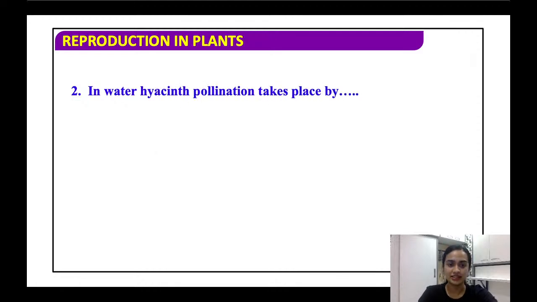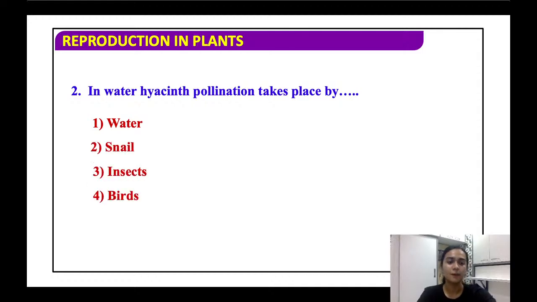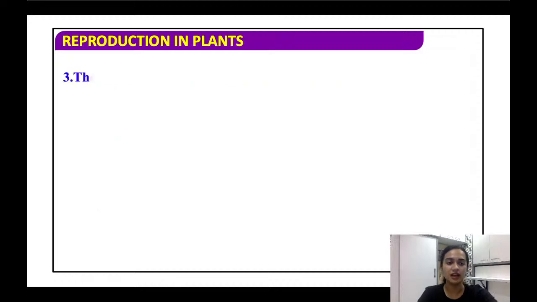In water hyacinth, pollination takes place by water, snail, insect, birds. Though the water hyacinth is basically a water plant, what happens is that it comes to the surface. So as soon as it comes to the surface, the chances of wind or insect pollination are higher.